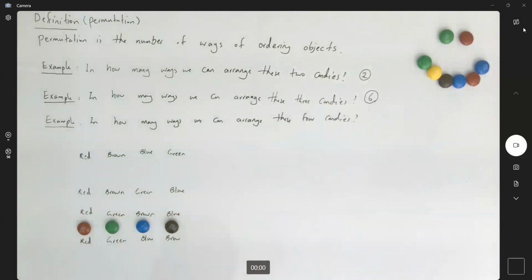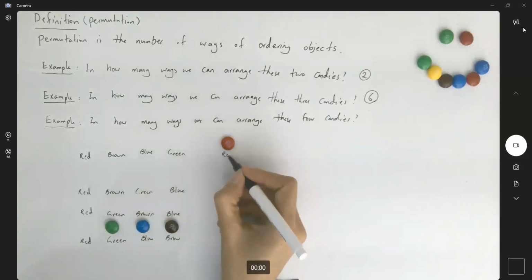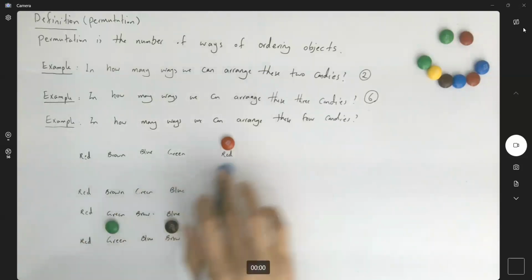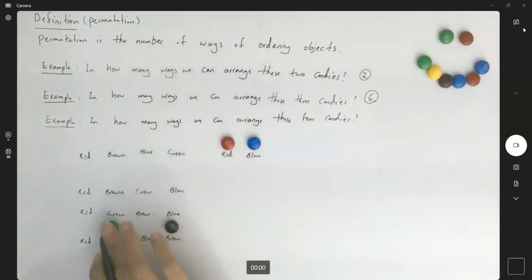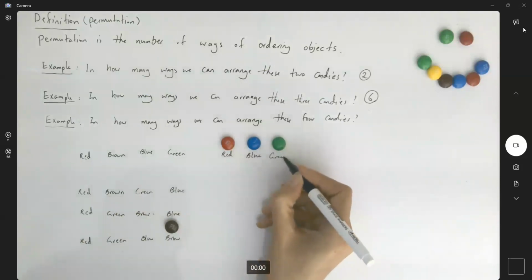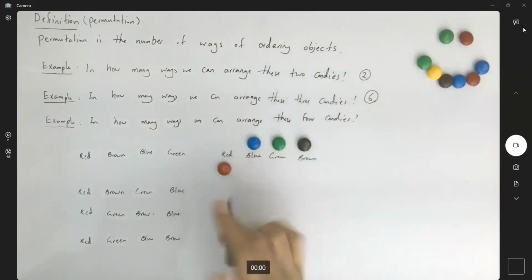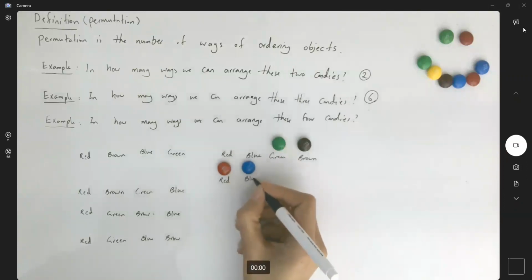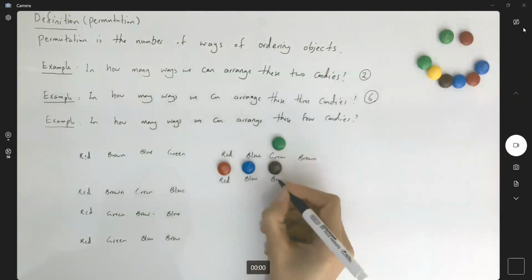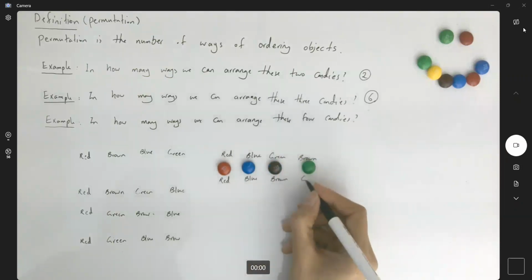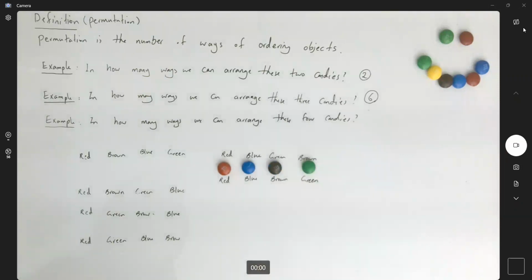So let's continue. You might say that now, well, I want to have the red first. So red. Then I want to have blue. Then green. Then brown. Okay. Well, you might say red comes first. Then I have the blue. Then brown. Then green. Very good. We have a lot to work with.